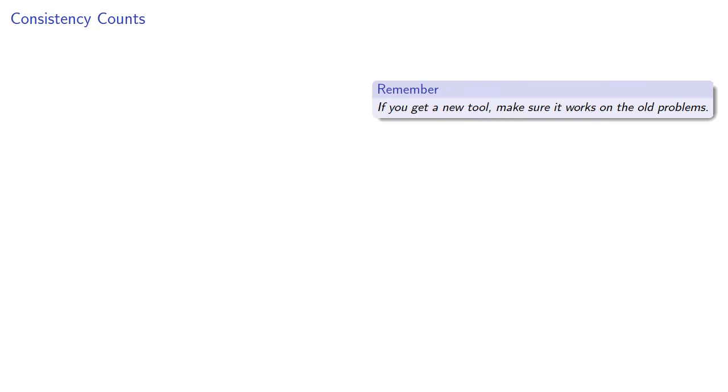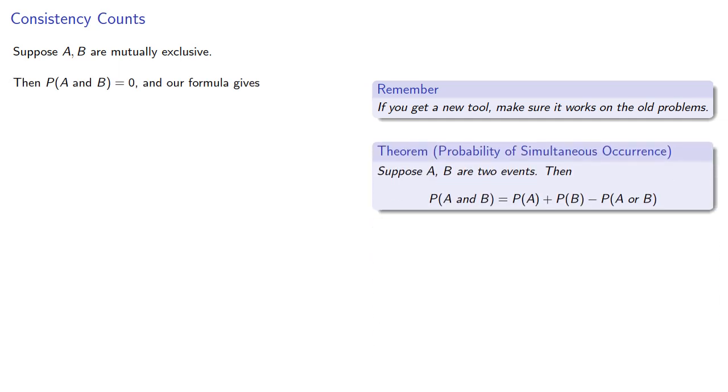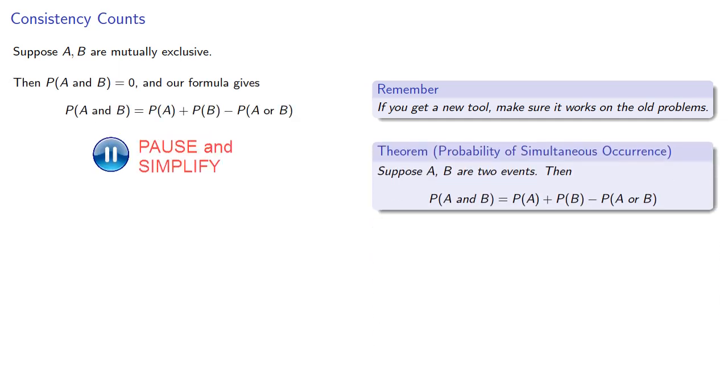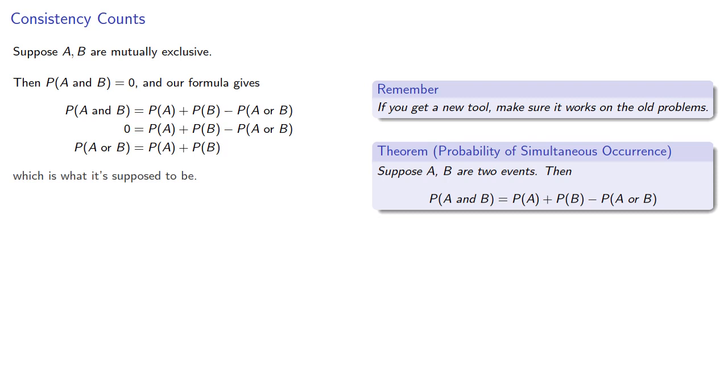Now, one useful thing to remember is that if you get a new tool, make sure it works on the old problems. So, for example, suppose A and B are mutually exclusive. Then the probability of both A and B is zero, and our formula will give... We can rearrange this, which is what it's supposed to be.